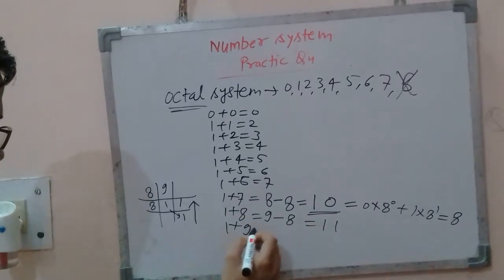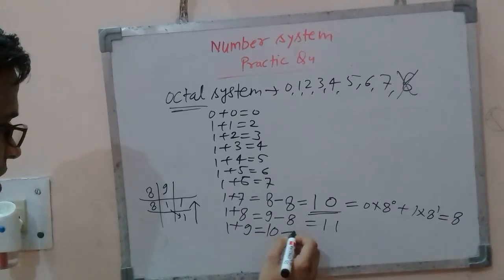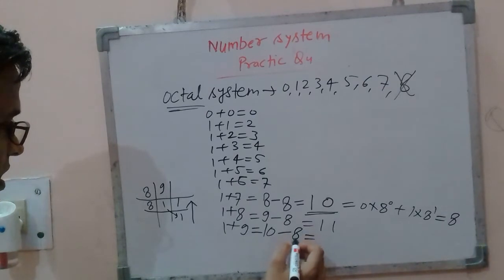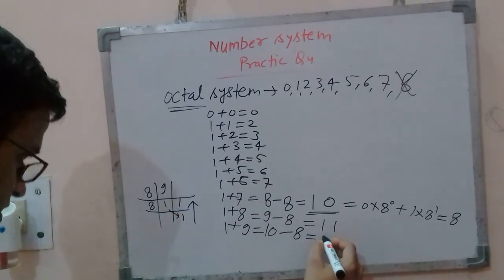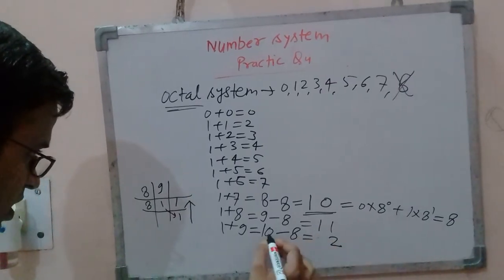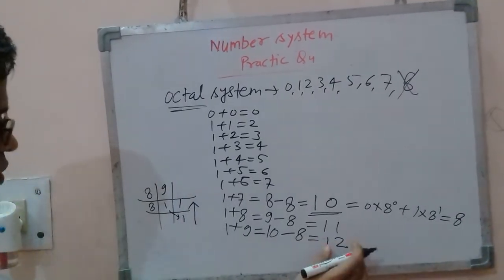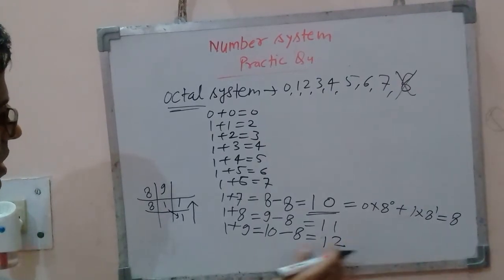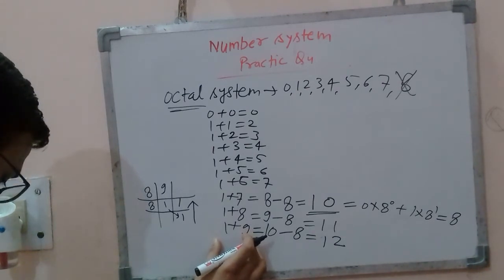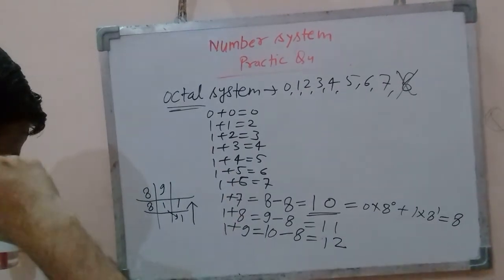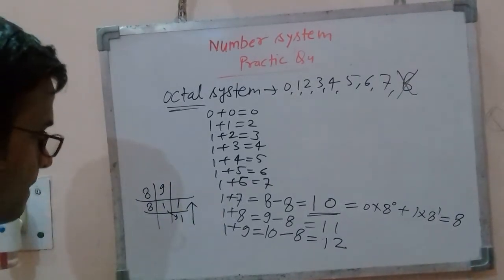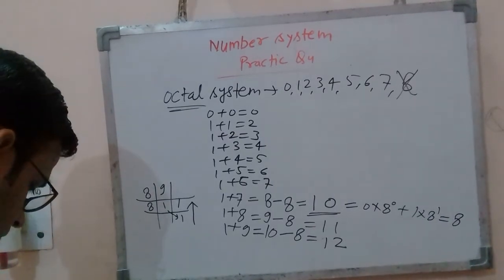Similarly, 1 plus 9 if you write, it will be 10. Now number exceeds 7, that means subtract 8, which is a base of this octal system, that means what is the remainder? 10 minus 8 is 2. Number exceeds 7, that means 1 carry. So 1 2 in octal is nothing but 10 in what do you say, decimal, right? Okay.